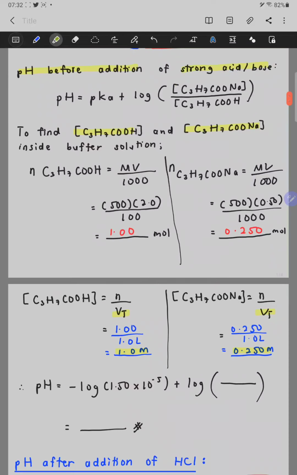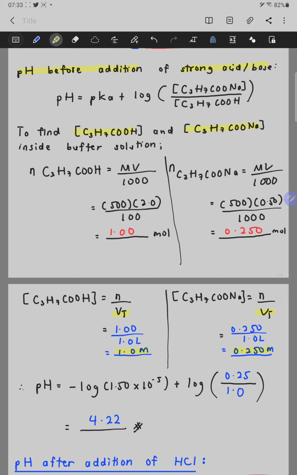Okay, dan concentration inilah yang kita akan guna untuk cari pH. So kita masukkan balik dalam Henderson-Hasselbalch equation untuk cari pH of buffer before addition of strong acid and strong base. So negative log Ka 1.50 exponent negative 5 plus log concentration of salt 0.25 over concentration of weak acid 1 molar. So kat sini sepatutnya kita akan dapat 4.22.